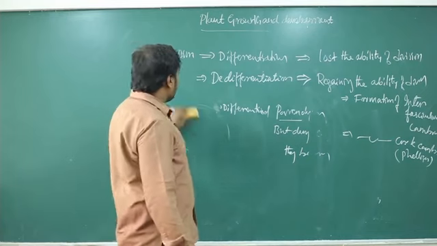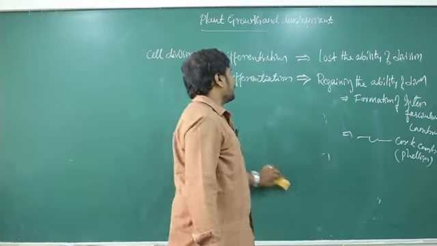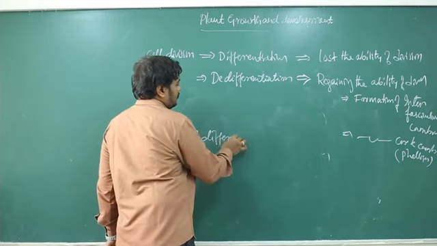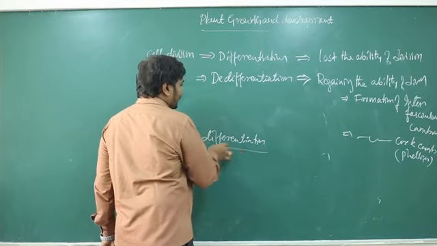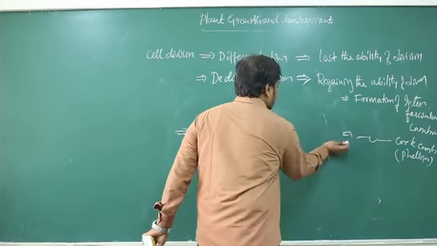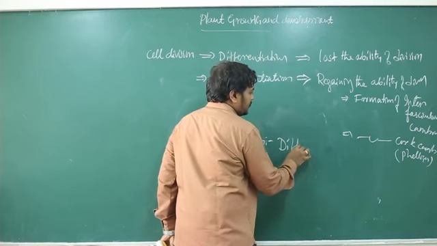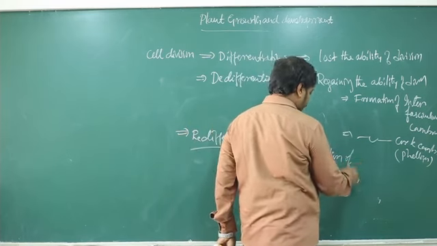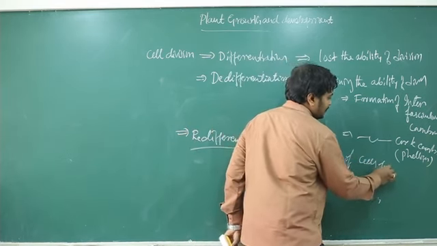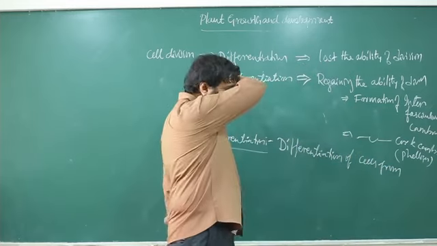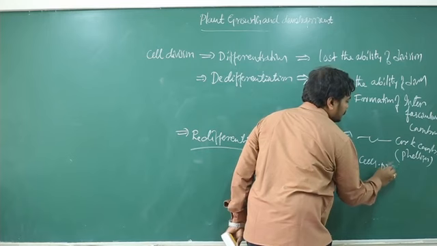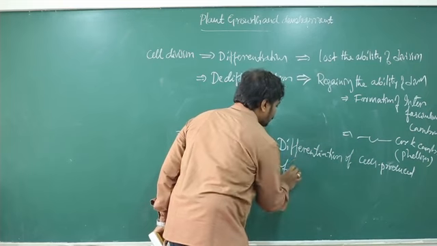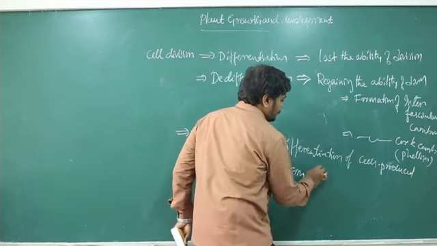Then what is re-differentiation? One more term is there called re-differentiation. Re-differentiation is the process of differentiation, that is, maturation, of cells produced from de-differentiated cells.